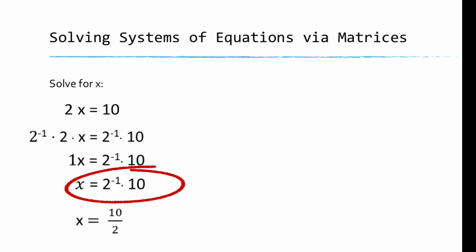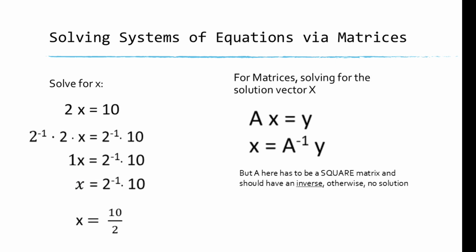Now, extending this to matrices, we have the following. Ax equals y, and therefore the solution x should be the multiplicative inverse of A multiplied by y. But here, A has to be a square matrix and should have an inverse, because not all matrices will have an inverse. So how do we know if it has an inverse? Well, the determinant has to be non-zero.